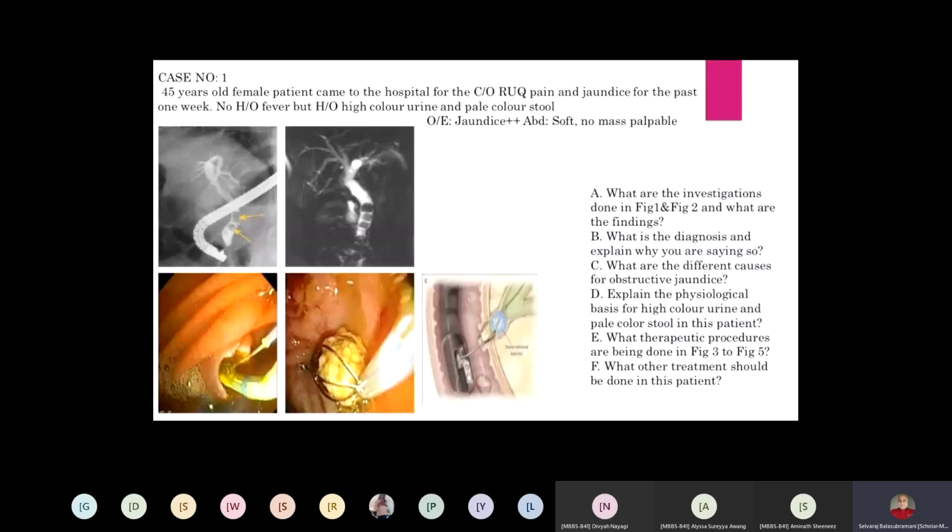Choledocholithotomy. Very good. Yeah, that's all in this case scenario. I am just going to concentrate only on the questions. That's all. I am not going to teach you anything.